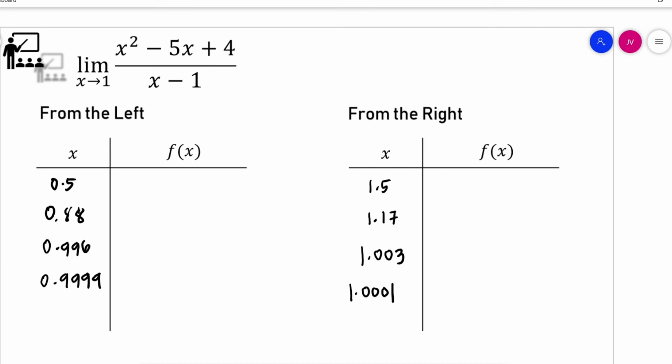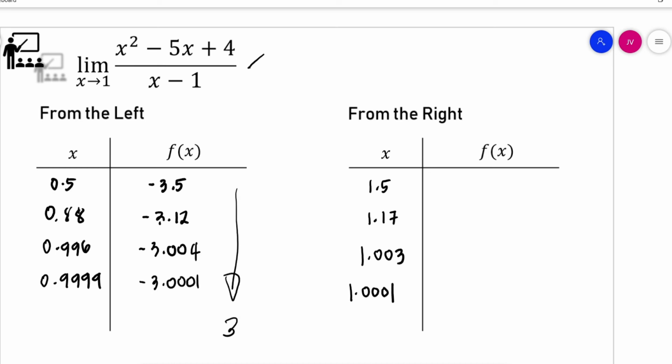So now we are going to substitute these values dito sa given function natin. Ito mismo, yung f of x lang, yung x squared minus 5x plus 4 all over x minus 1. So as we substitute these values, magkakaroon tayong negative 3.5, negative 3.12, negative 3.004, we have negative 3.001. So as the value of your x approaches 1, the value of your f of x approaches negative 3.